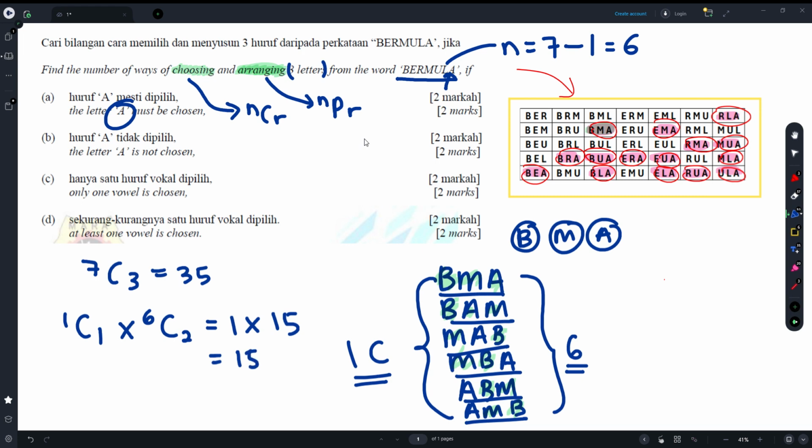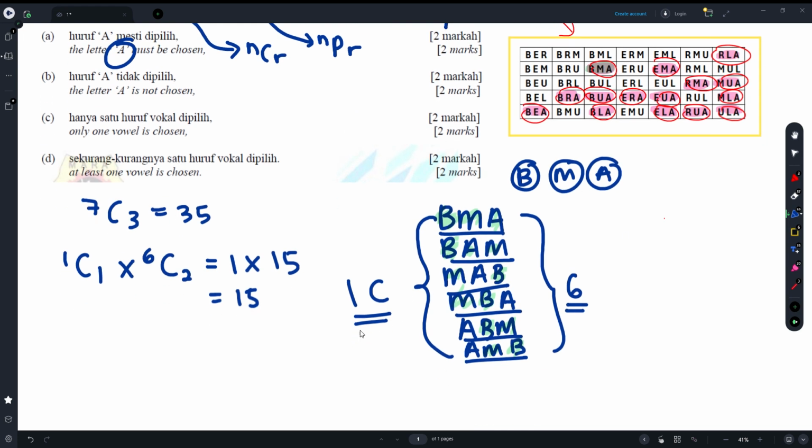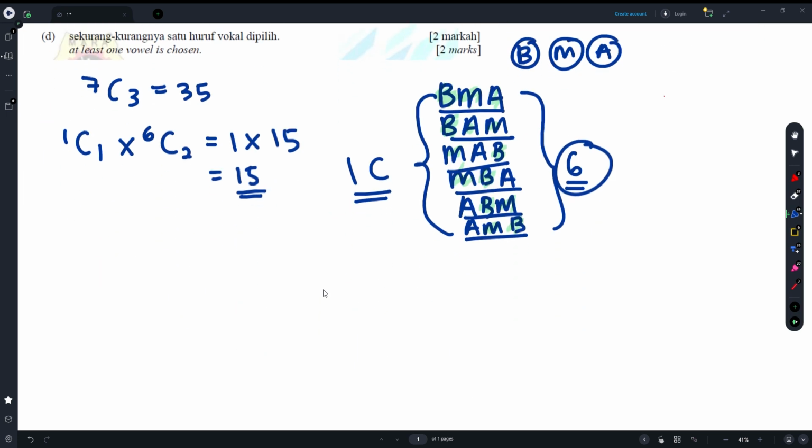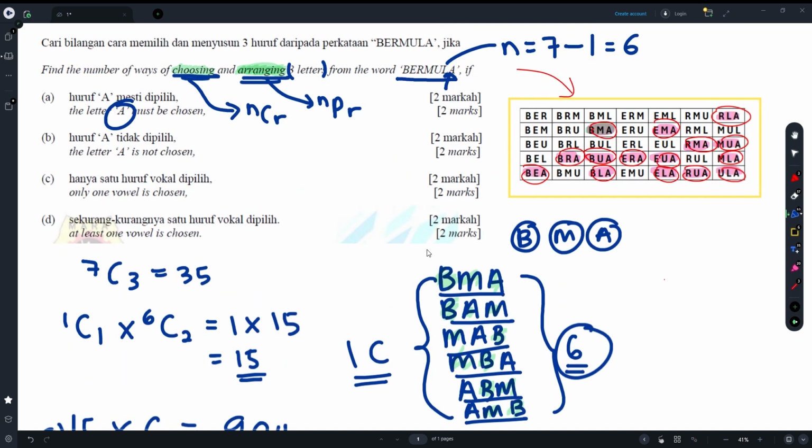And in exam time, you don't have to do this. And as I explained here, we have 15 combinations and each combination can permutate into 6 different arrangements because we are required to choose, and after you choose we have to arrange them. So you have 15 combinations and each combination can go into 6 permutations, so you're going to end up getting 90 as your answer for part A. Okay, so that's how you settle part A. Okay, so we are done with part A. Let's move on to part B.